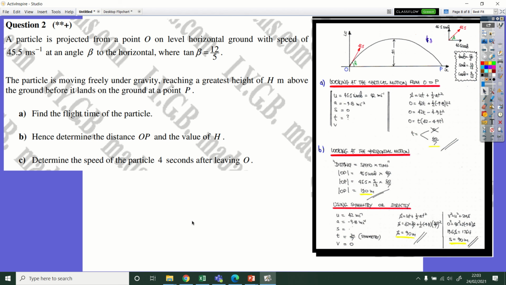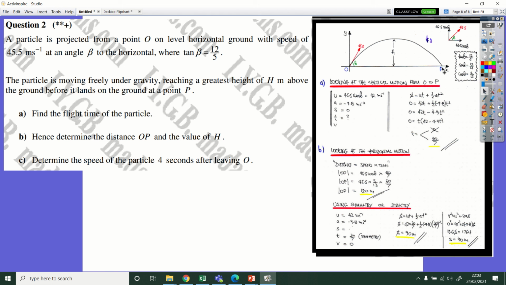Okay, so it's a very similar setup, but with some extra things to consider. A particle is projected from a point on level horizontal ground with speed of 45.5 meters per second at an angle beta. Tan of beta is 12/5. So again, we are finding out our sine beta and our cos beta. Draw a triangle if you don't believe me. It moves under gravity, and reaches the greatest height of h above the ground and then lands at P again.